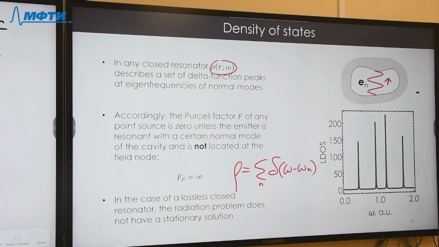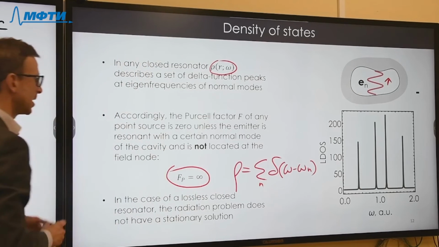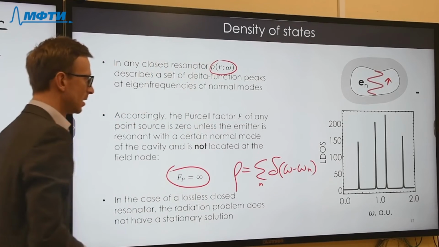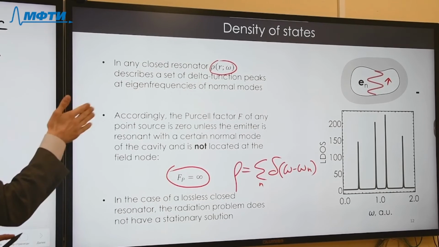The radiation problem does not have a stationary solution. The energy is going to oscillate back and forth infinitely long between the source and the cavity. And if you do not have a stationary solution, that translates into infinite Purcell factor. And this is in agreement with the fact that density of states shows infinite values at resonances.